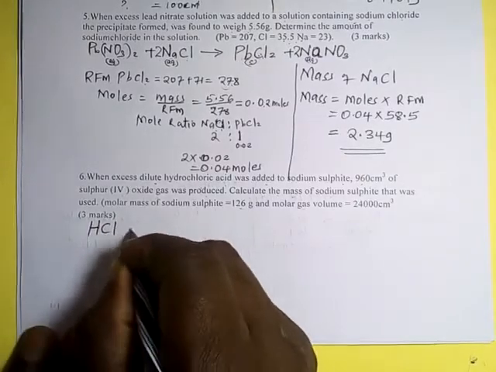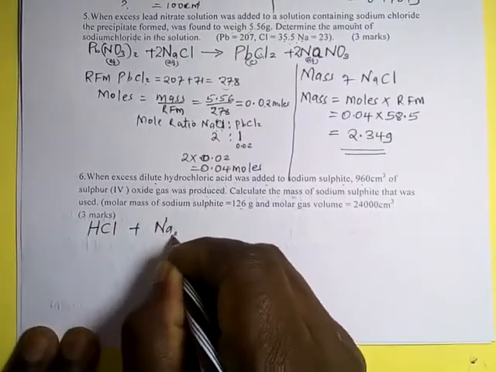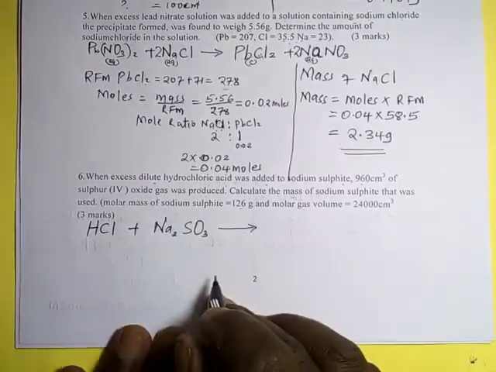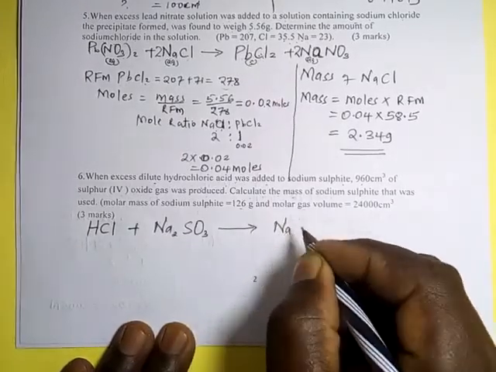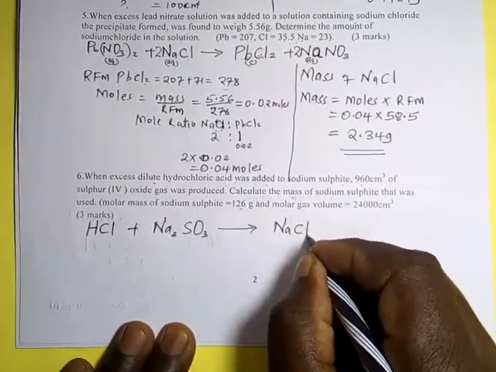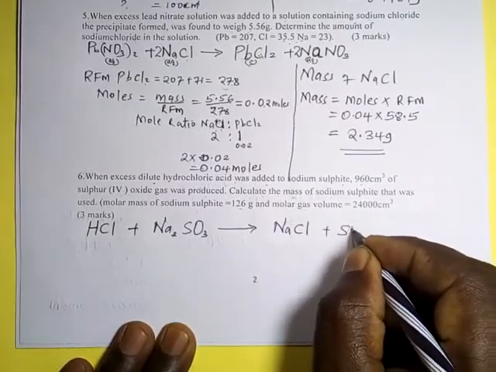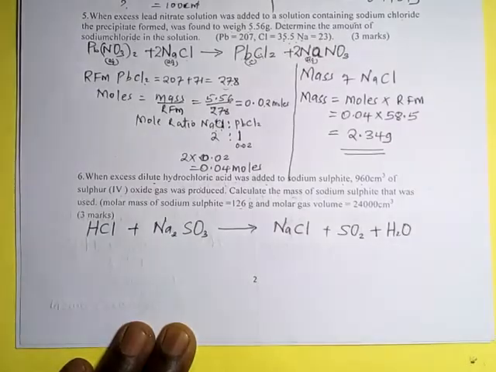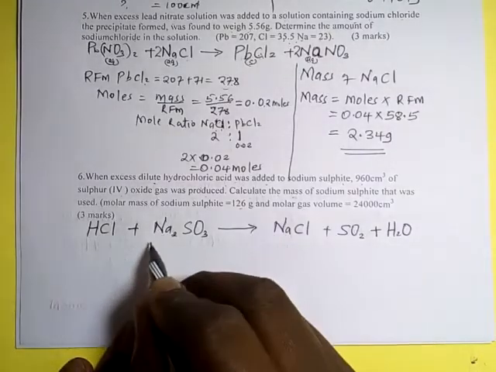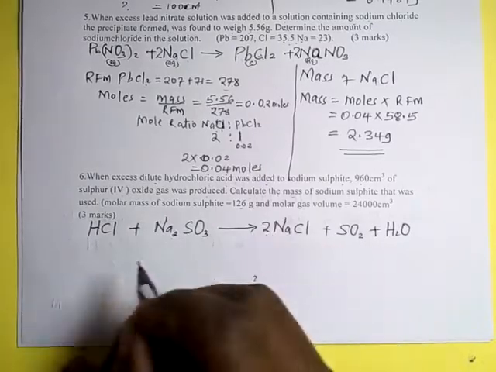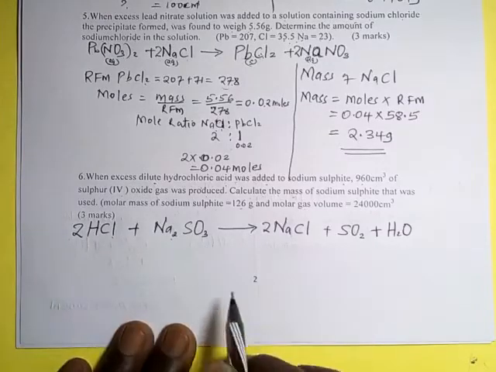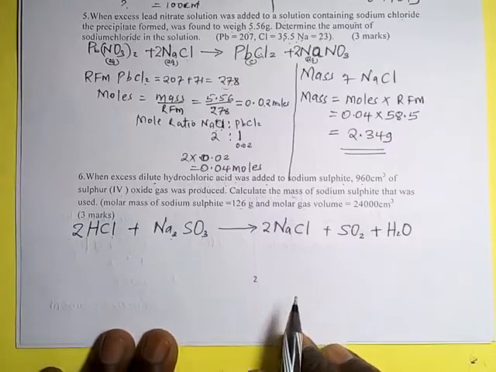HCl is reacting with sodium sulfite, which will give us sodium chloride plus sulfur 4 oxide plus water. So you need to balance the equation. We have sodium twice, and you have to put 2 here to balance the chloride ions. Now that is the equation. You can write the state symbols, but it is not necessary for now.